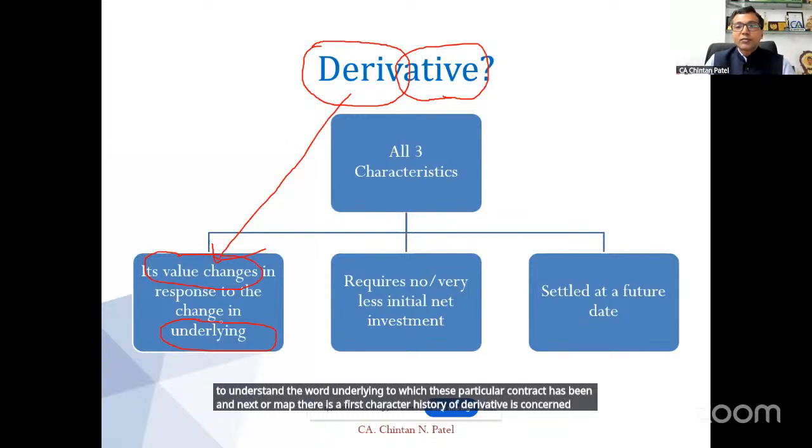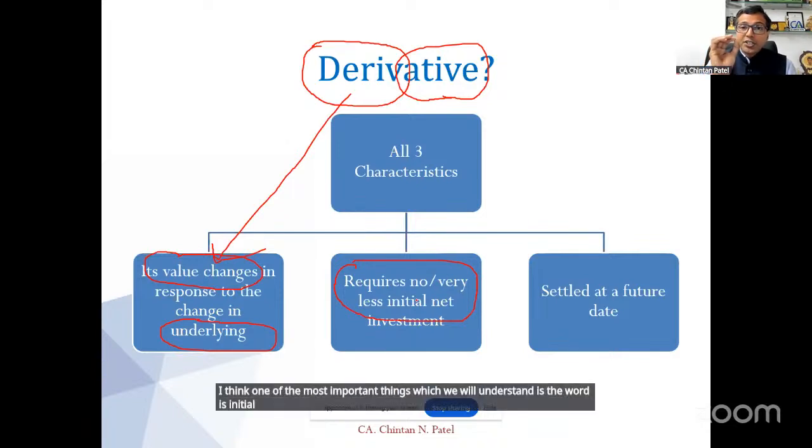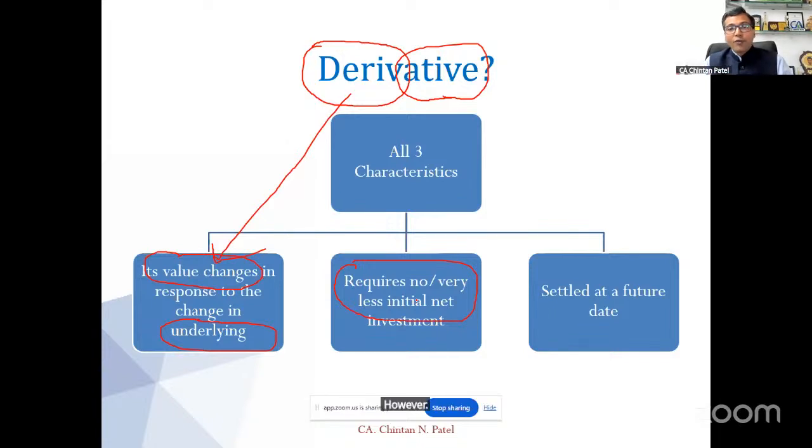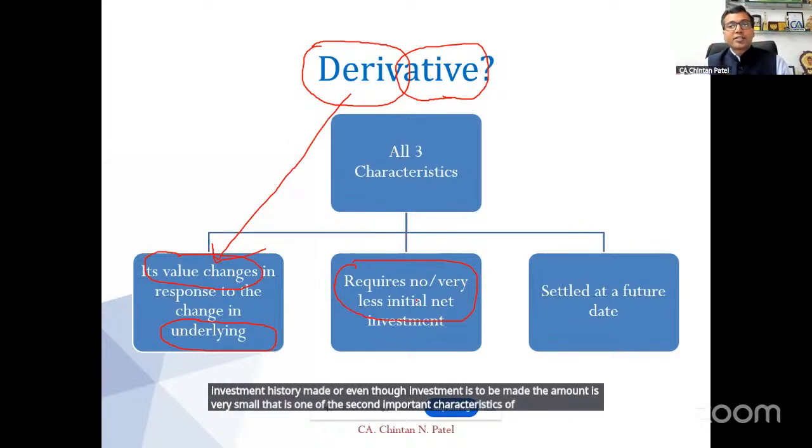The second very important thing is that it requires no or very little initial net investment. One of the most important things we will understand is the initial investment. In general, whenever we enter into a contract, the initial investment is a mediocre or large amount. However, whenever you enter into a derivative contract, initially no investment is to be made, or even if investment is to be made, the amount is very small. So that is the second important characteristic of a derivative.